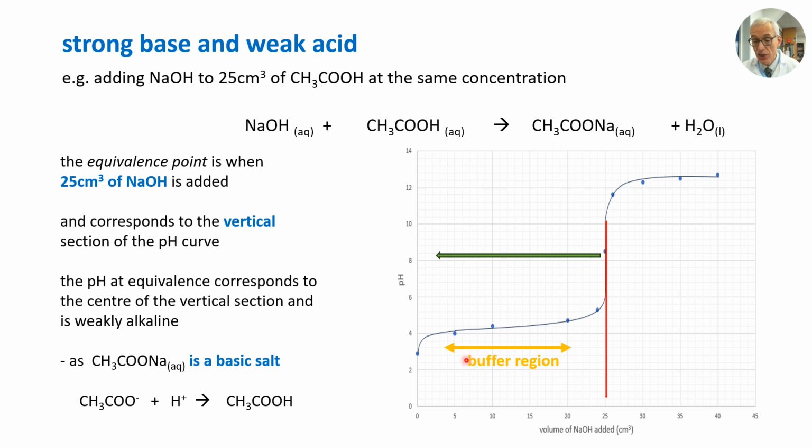So in this region of the titration here, we have both some ethanoic acid remaining unreacted and the salt that is formed. So we have weak acid and the salt of the weak acid. So that's our recipe for a buffer. So the pH does not change greatly here because of the buffering effect of the solution being formed.